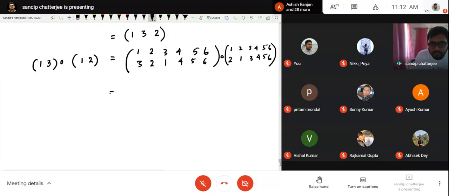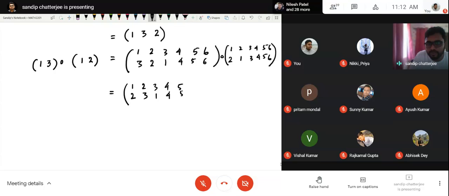Now this will be equal to the following. In the second map, 1 goes to 2 and 2 goes to 1. We know that the rule is first the inner permutation is operated, then the outer permutation. So 2 maps to 1, 1 maps to 3, so 2 maps to 3. 3 maps to 3, and then 3 maps to 1. The rest are the same: 4 to 4, 5 to 5, 6 to 6. That means this can be written as the cycle 1, 2, 3.